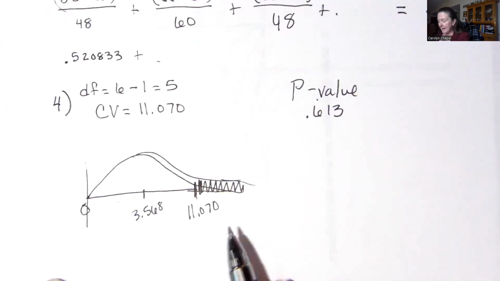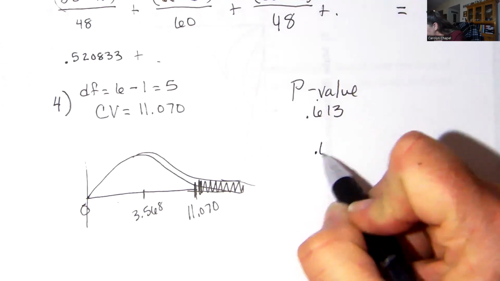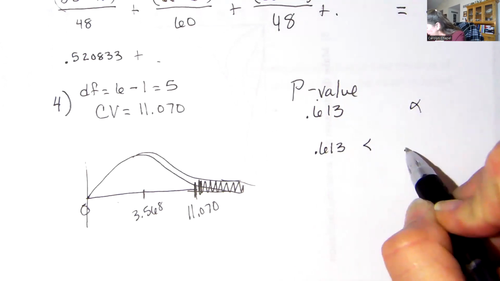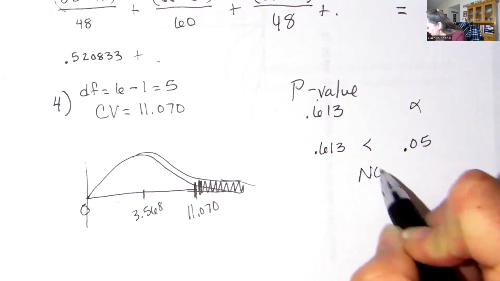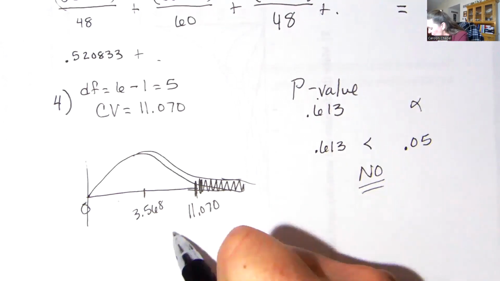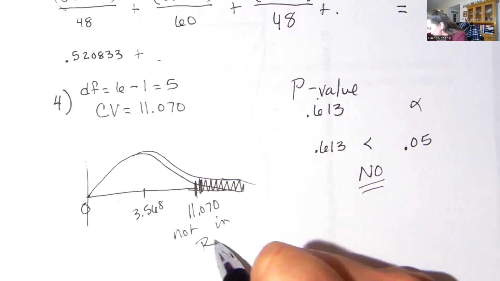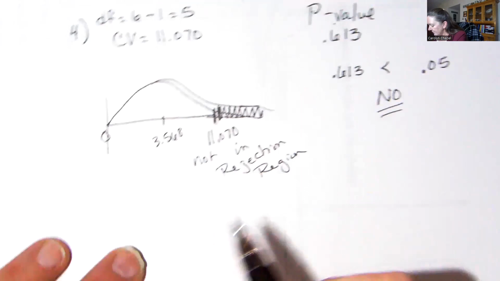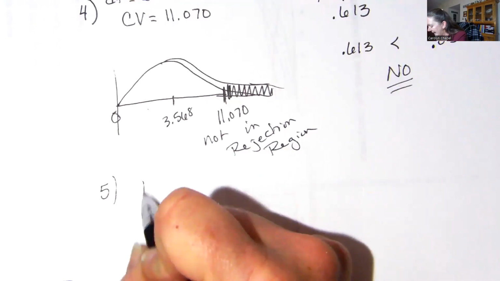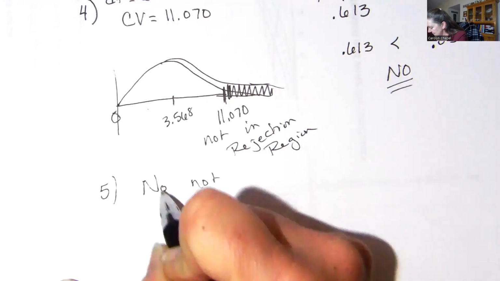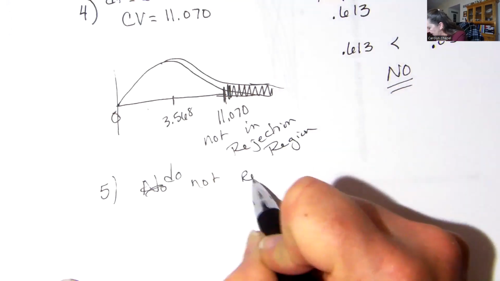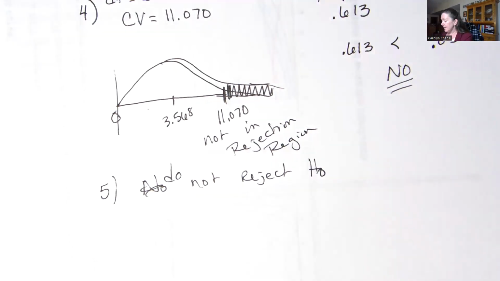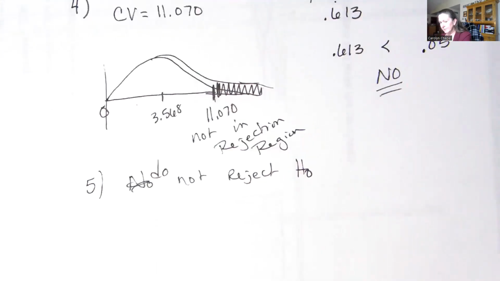The other method for making our decision is we looked at our p-value and we wanted to say to ourselves, is it smaller than the alpha level, which we had as 0.5? That is a no, it is not. No, it is not in the rejection region or critical region. So our step 5 is we will do not reject H naught.